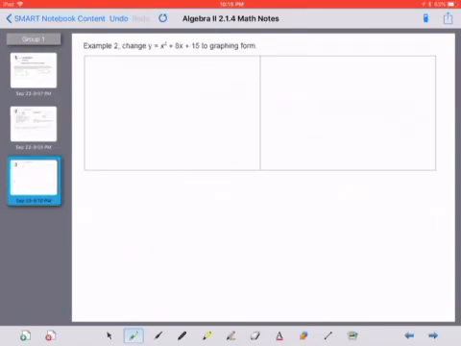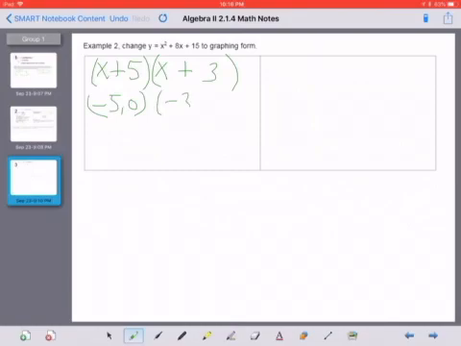First we're going to change it to graphing form by averaging to find the vertex. We know that it doesn't have a number in front of it, so we have no stretch or compress or flipping over. So we can just factor it. I know that 5 times 3 gives me 15, and it also adds to 8. So I can factor it as 5 and 3. So my intercepts are (-5, 0) and (-3, 0).